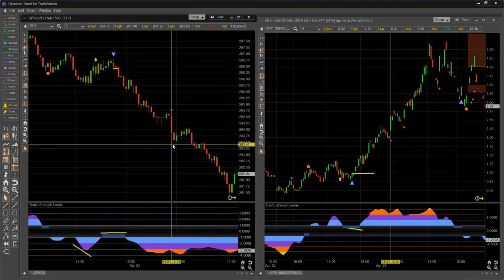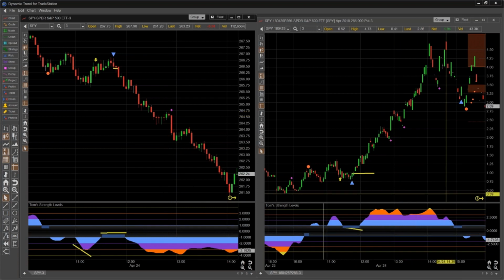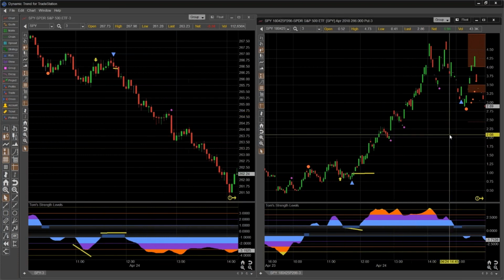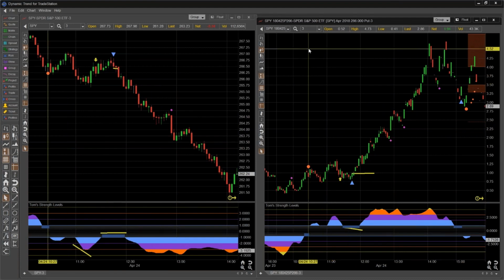And if you wanted to take the trade again at this point in time, that was the signal here on the options to buy that. There's another one to buy. So the sky is the limit. We don't limit it to any particular time frame. You can do whatever you want.